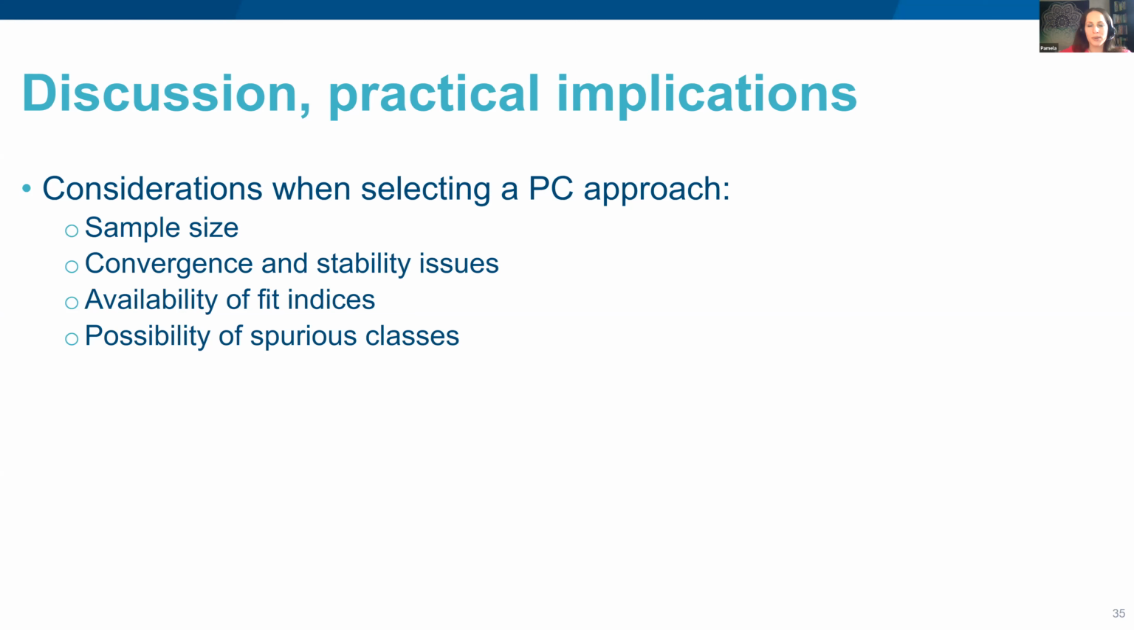Also with mixture modeling, one thing that's nice is you get those fit indices. So it's, I would say, a little easier to decide what solution you're going to go with. You have some more concrete fit indices to help you with that. But of course, with both of these, it's important to remember the possibility of spurious classes that can emerge. So always plan on gathering validity evidence with your content experts as a next step.